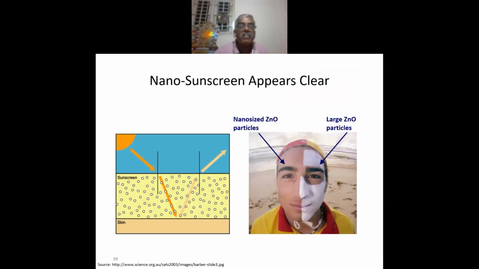When you use a bulk zinc oxide based sun lotion, you will get a white appearance. But when you go to nano size, it will be transparent. That is the advantage. So these are some of the applications.